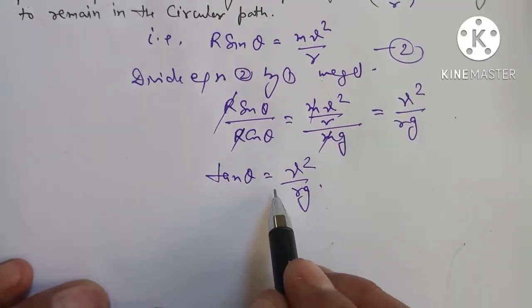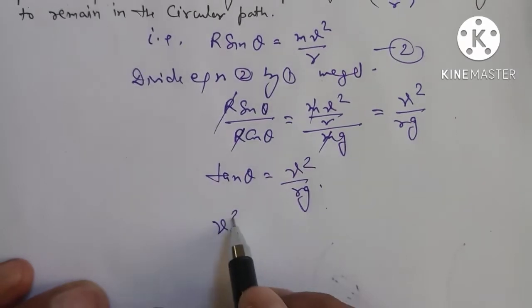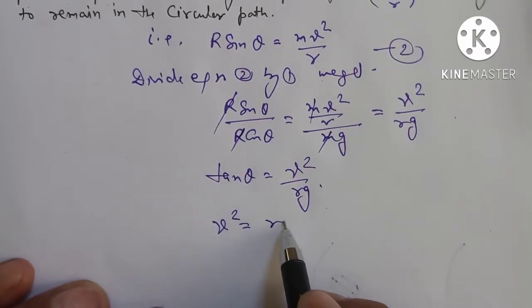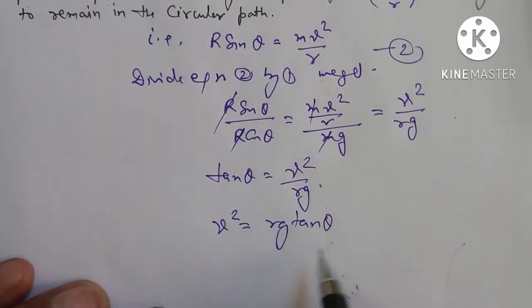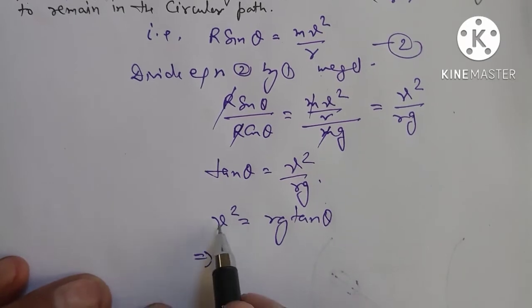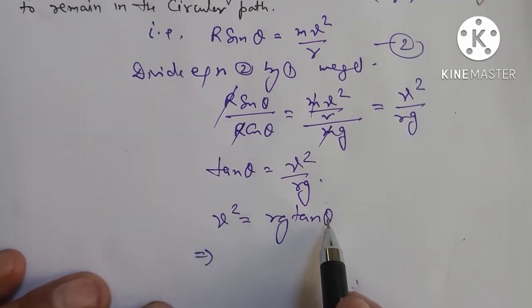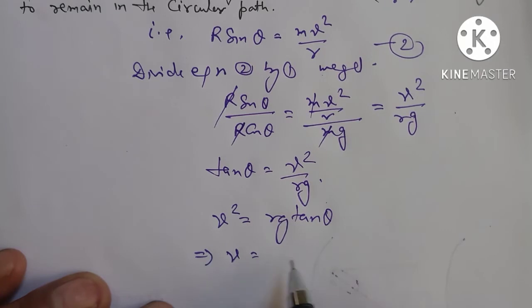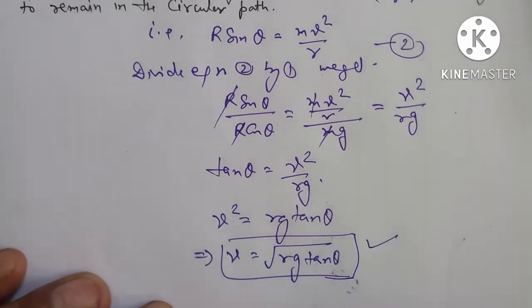Now rearrange this by cross multiplying. Here we get v square is equal to rg tan theta, and this implies, taking the square to this side, it becomes a square root. So v is equal to square root of rg tan theta. So this is the value of the minimum speed to negotiate a safe turn by the cyclist.